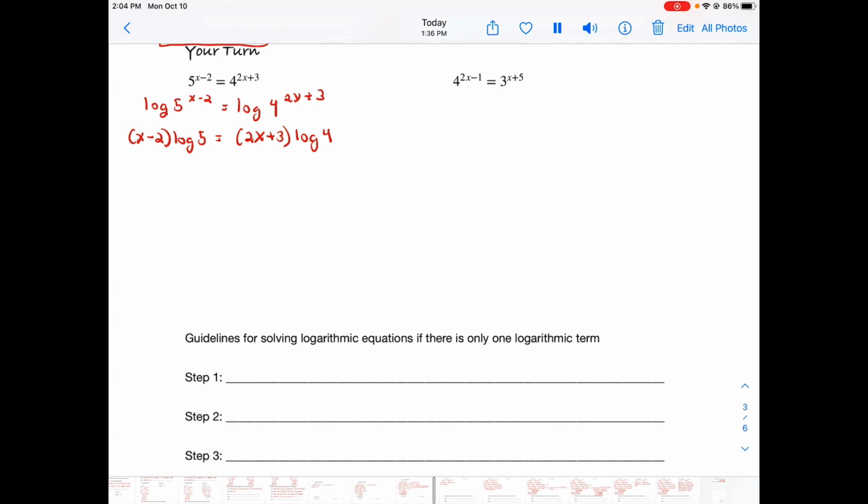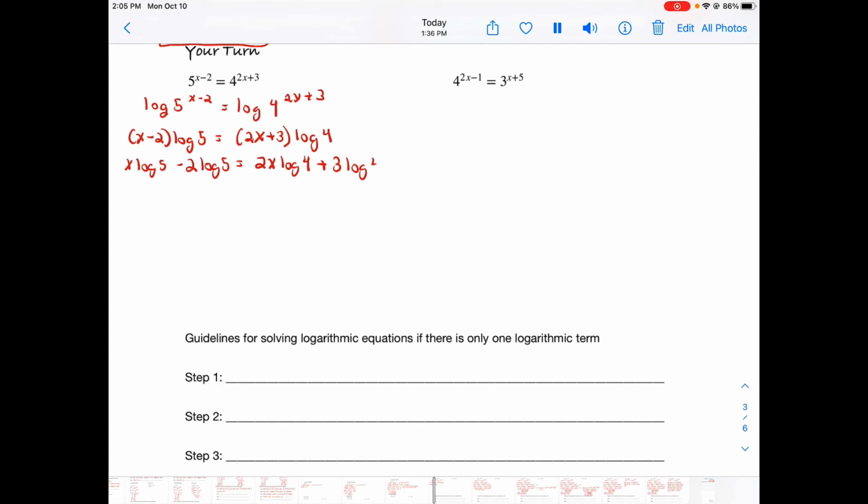To get rid of the parentheses, I'm going to distribute log 5 to each term on the left, so that becomes x log 5 minus 2 log 5. Now I'm going to distribute log 4, get 2x log 4 plus 3 times log 4. Then once I do this, I need to get all the terms that have x onto the left-hand side.